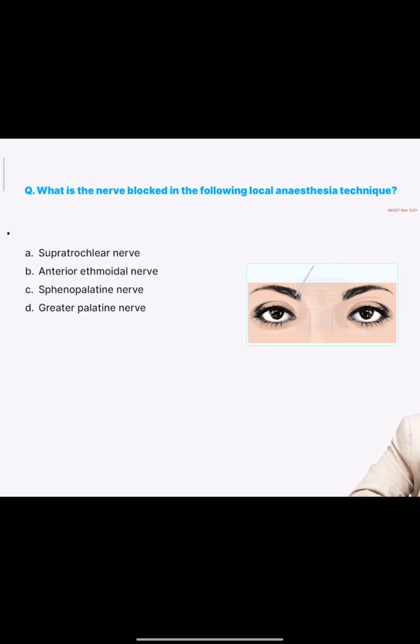Next, which nerve is blocked in the following local anesthesia technique? Guys, remember what is being performed here. It is always a supratrochlear nerve block, which is commonly used for orbital surgeries, or eyebrow surgeries, or if the patient has some forehead cellulitis or forehead abscess, you can also go for supratrochlear nerve block.